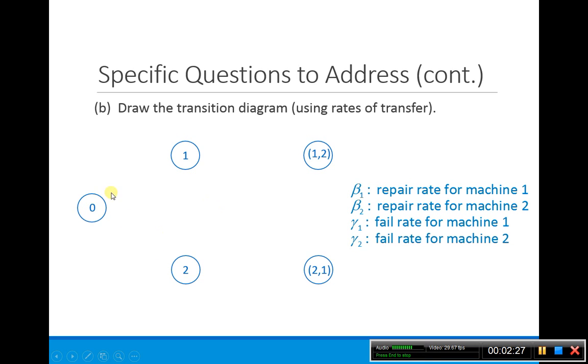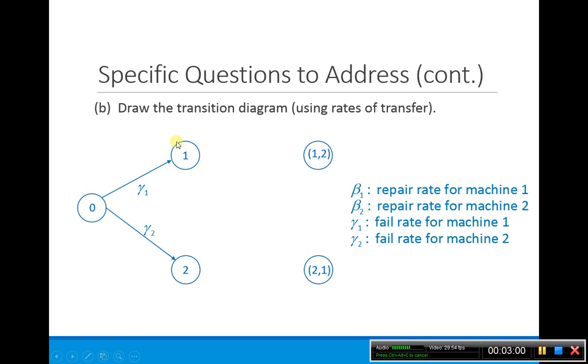Let's think about if we're at no copiers have failed. What can happen? One thing that can happen is copier 1 can fail. If copier 1 fails, then we move to state 1. What's the rate at which copier 1 fails? It's gamma_1. So the transition rate from 0 to 1 is the rate at which machine 1 is going to fail. The other thing that could happen is machine 2 can fail, and that's at rate gamma_2, because that's the rate at which machine 2 fails.